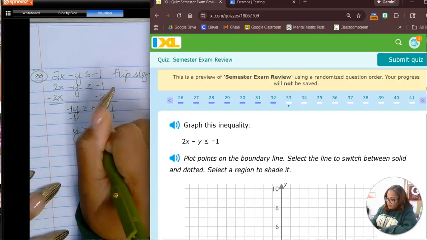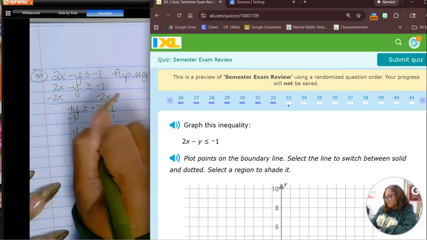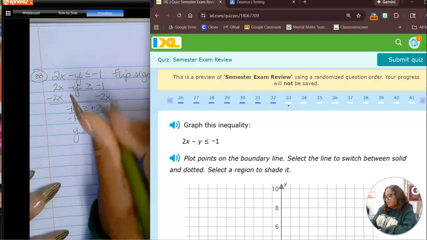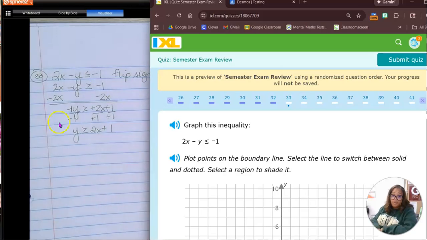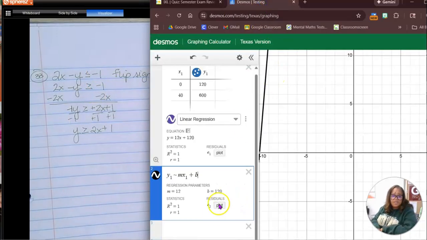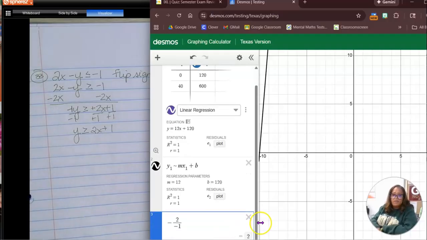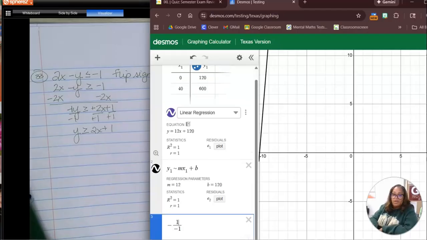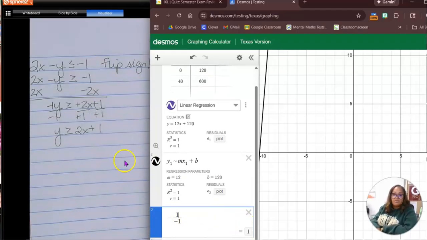These cancel out. 2 divided by 1 is just 2x. And then these cancel out as well. 1 divided by 1 is a +1, or -1 divided by -1. You can always check with Desmos if you don't trust me. -2 divided by -1 is a +2. -1 divided by -1 is a +1. Oopsies, I'm not too far.